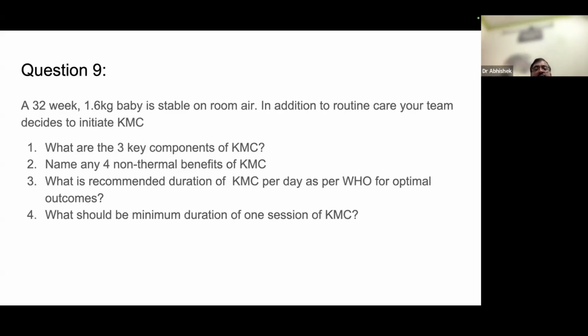What should be the minimum duration of one session of KMC? I think Anushka, Divya, Mohammed, the right answer is 1 hour. At least 1 hour should be the minimum duration of one session of KMC. Ideally, we need to do as long as possible, but the minimum is 1 hour.